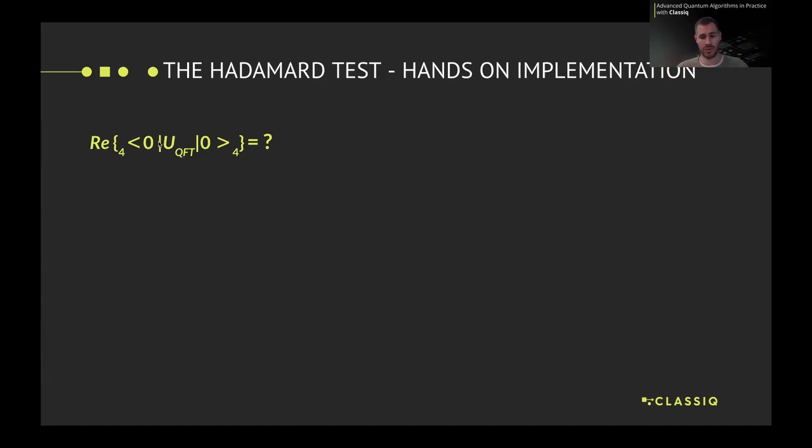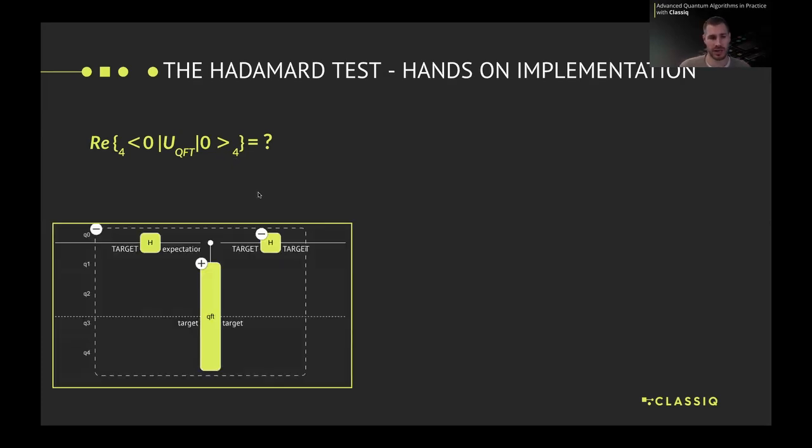So I'm continuing now with what we are trying to do. We are trying to evaluate the expectation value of the quantum Fourier transform matrix. This is a common unitary that we use in quantum computing. In Classiq, we can just write QFT and then apply it on anything that we want. We want to evaluate the expectation value of the quantum Fourier transform for the 0 state using 4 qubits.